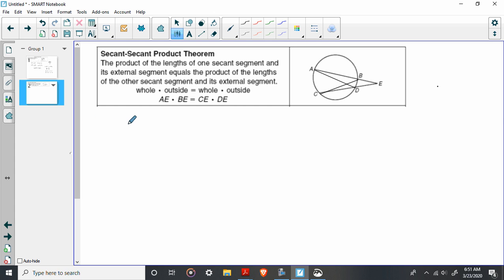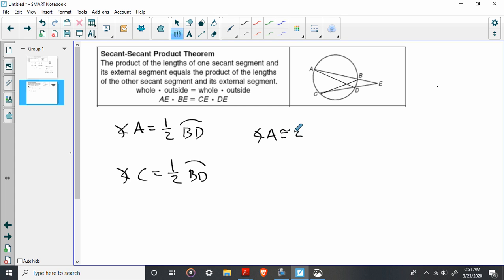So angle A is equal to 1/2 arc BD. Again, that's the review that we did last week. Angle C is also 1/2 of arc BD. Well, that means that angle A is congruent to angle C. They're equal in measure. And frankly, angle E in both triangles, I don't even have to say congruent, I can actually just say equal to angle E.